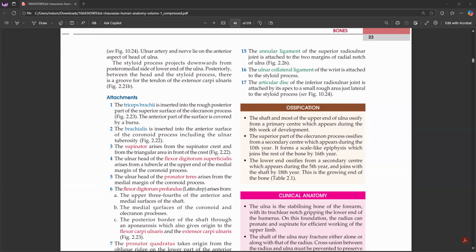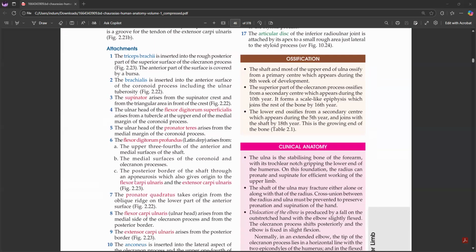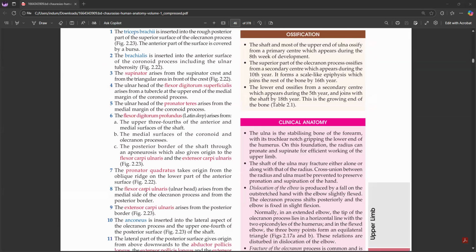Posteriorly, between the head and the styloid process, there is a groove for the tendon of extensor carpi ulnaris. Figure 2.21b. Attachments. Number 1. The triceps brachii is inserted into the rough posterior part of the superior surface of the olecranon process. Figure 2.23. The anterior part of the surface is covered by a bursa. Number 2. The brachialis is inserted into the anterior surface of the coronoid process, including the ulnar tuberosity.